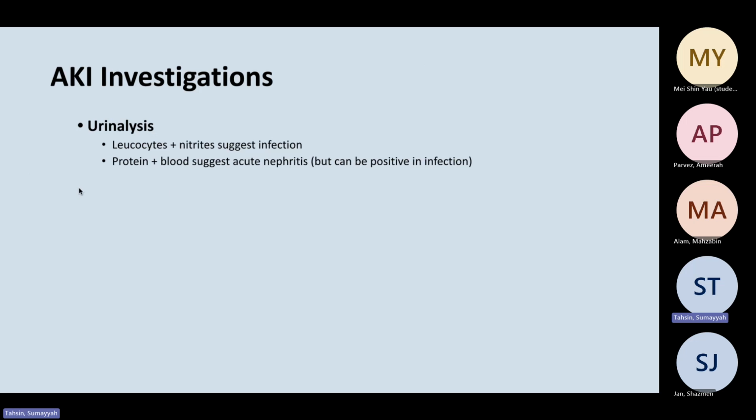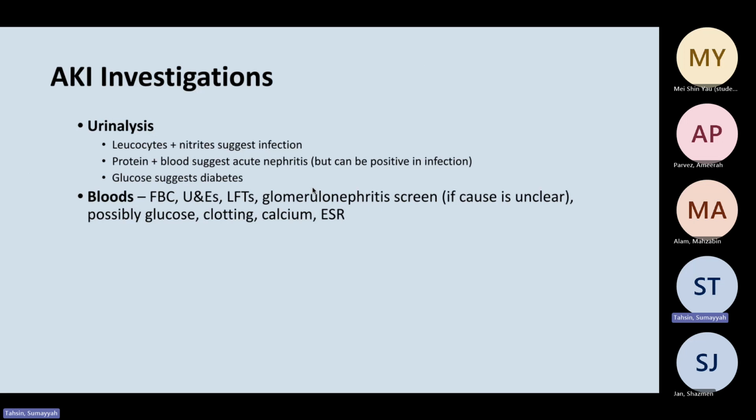So in terms of investigating whether somebody has an AKI, we can do different exams. So for example, at the bedside, we can do a urinalysis. And then if we see leukocytes or nitrites, it might suggest an infection that might be causing an AKI. If we see protein or blood, that might suggest acute nephritis. Or if we see glucose, it might suggest, for example, diabetes. We can also do an ECG at the bedside, and that may indicate complications of an AKI, for example, hyperkalemia. We can also do bloods.